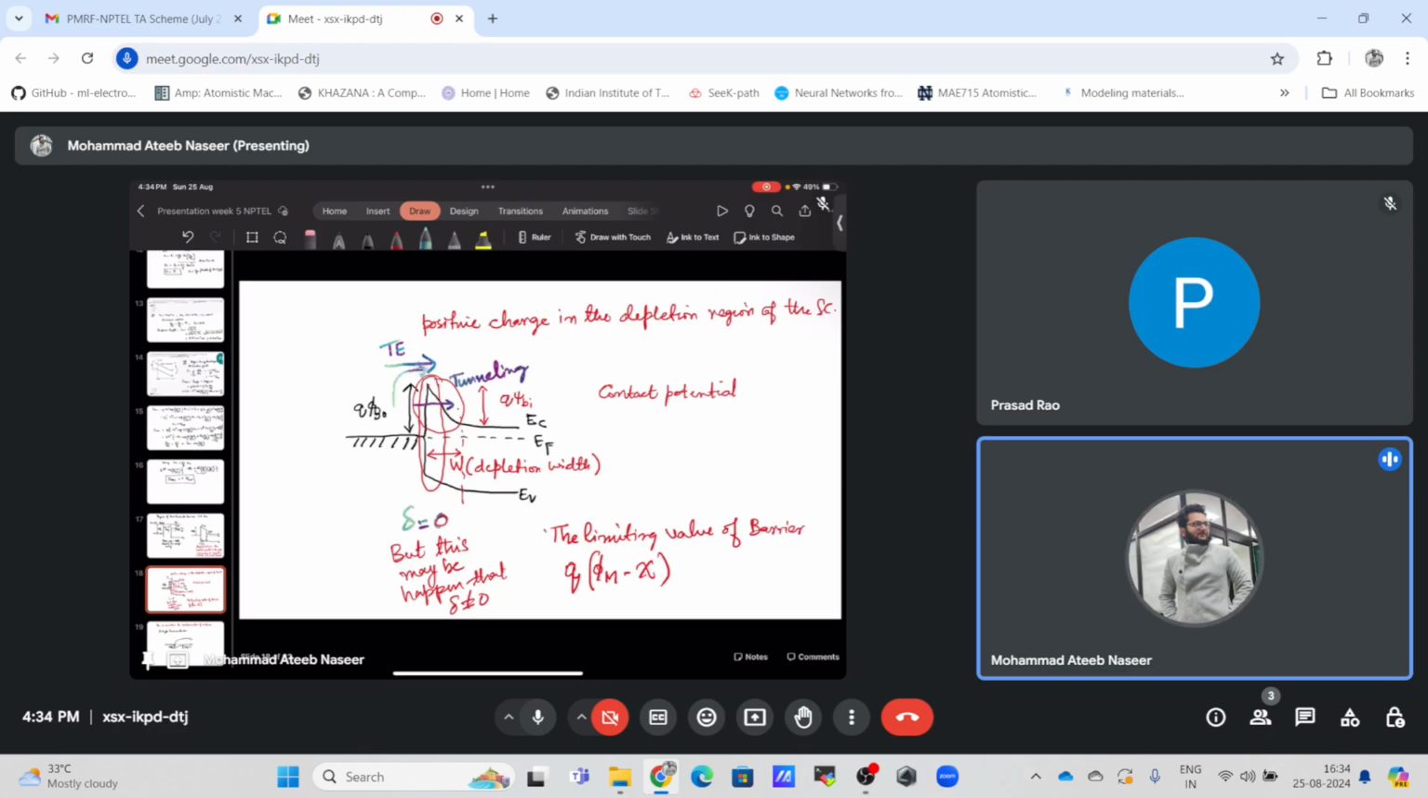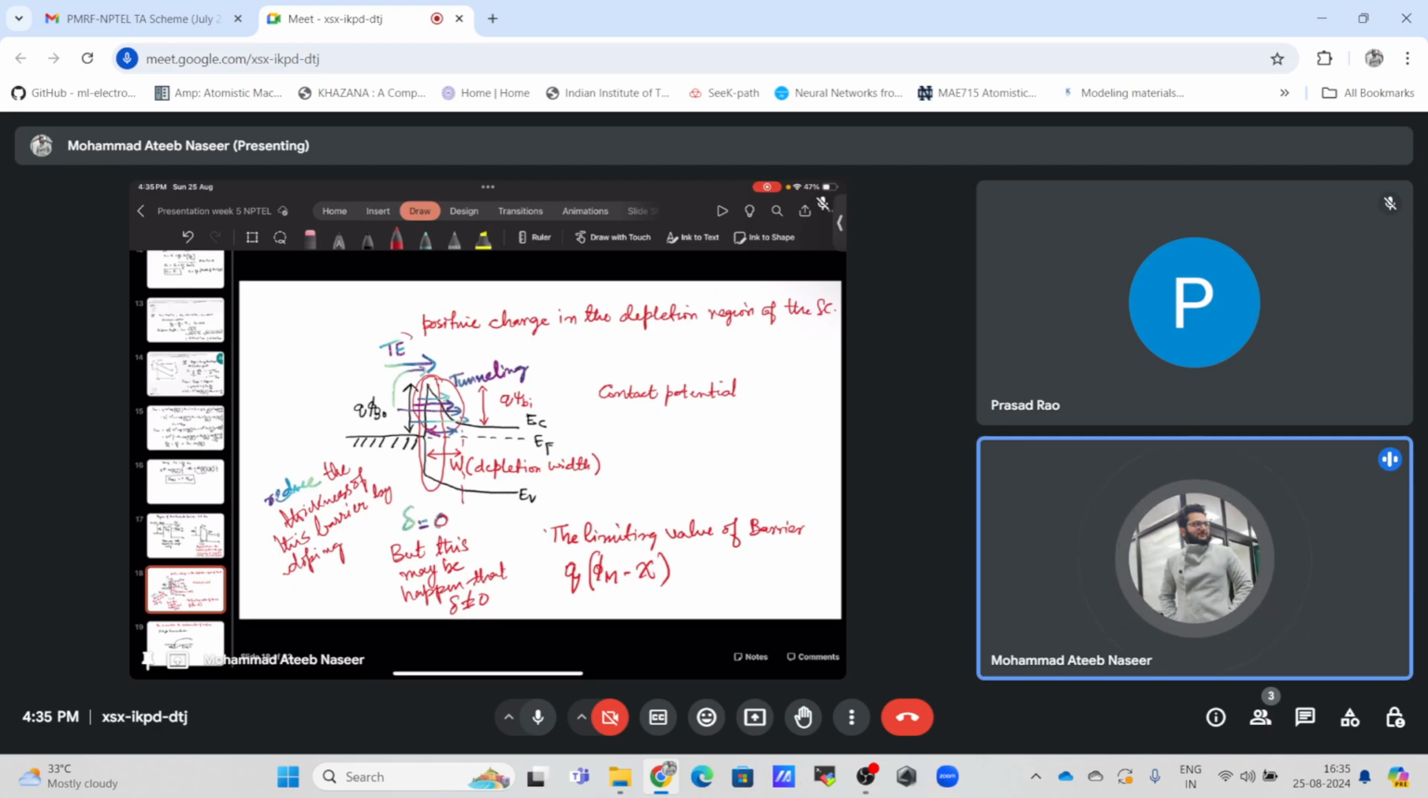the carriers can just go over this barrier and move to the semiconductor. This is known as thermionic emission. Or these carriers can tunnel through this barrier. Now this tunneling will depend on the barrier height as well as the thickness of the barrier. So we can reduce the thickness of this barrier by doping. We can dope this region and make the Schottky barrier thinner and thinner, and as a result we will have a high tunneling current.